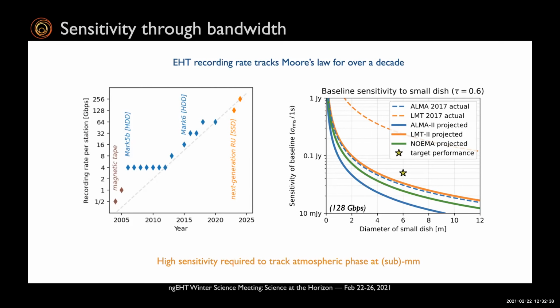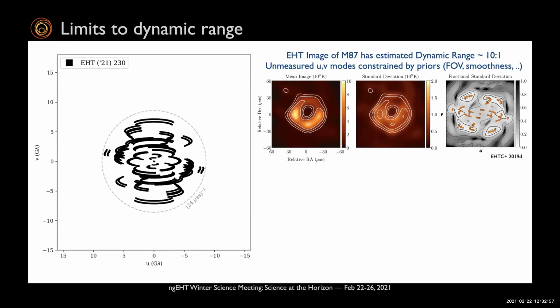So if we want to be able to anchor the station with some of our largest apertures in the array, we need a pretty high sensitivity. And if we're restricted to small dishes due to costs, we need to make up that sensitivity with bandwidth. So this is one of the reasons why we're going to 256 gigabits per second in total. The other one is a matter of fidelity.